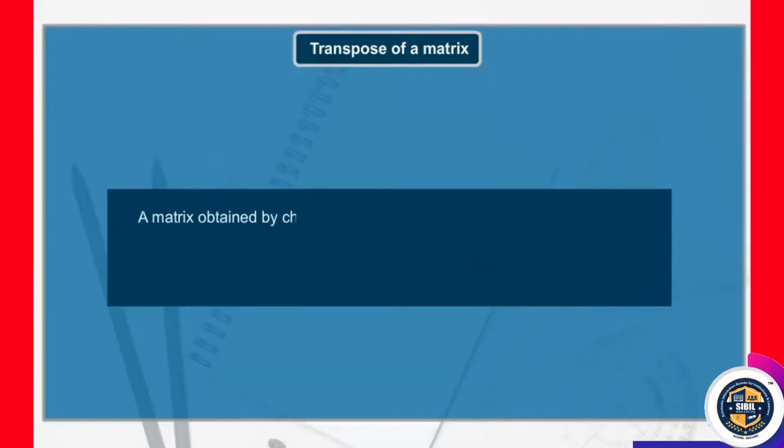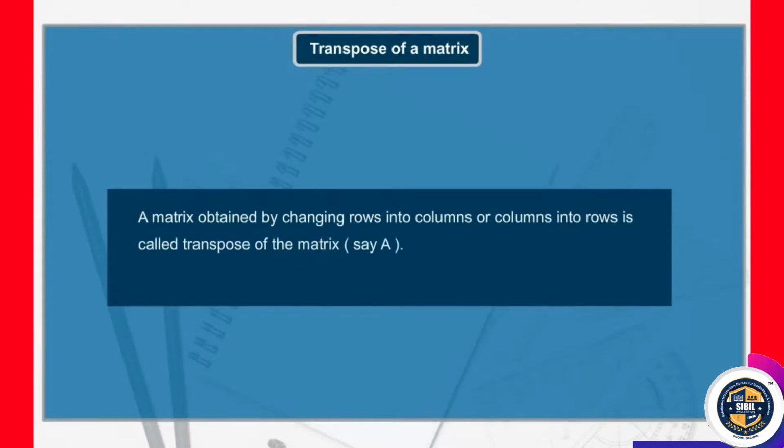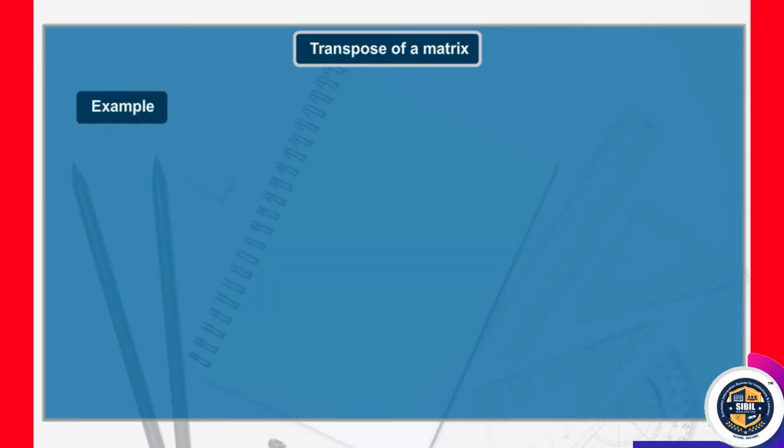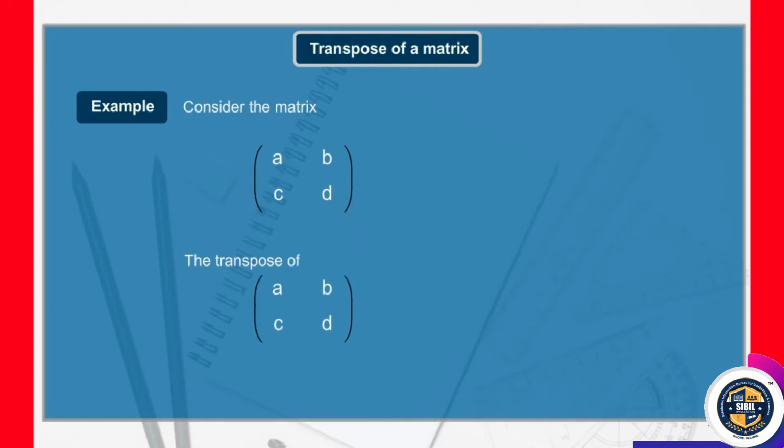A matrix obtained by changing rows into columns or columns into rows is called the transpose of the matrix, say A. If the matrix is A, then its transpose is denoted as A with subscript T or A dash. For example, consider the matrix A, B, C, D. Changing rows into columns, that is, the row AB now becomes a column and the column AC now becomes a row. The transpose of the above matrix is A, C, B, D.